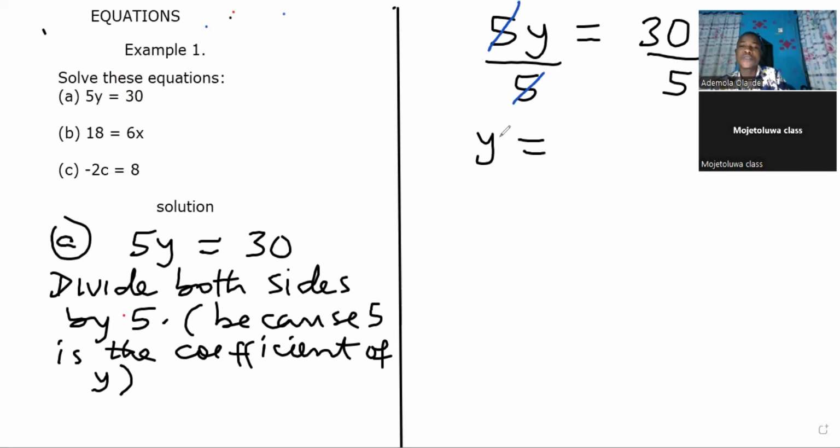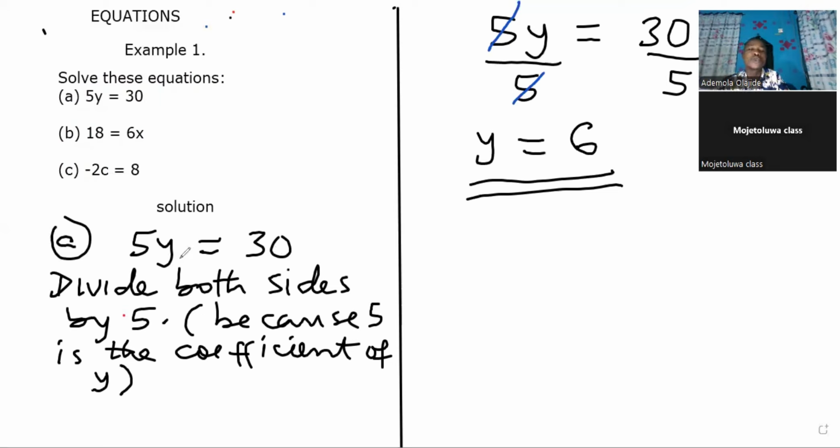Cancel 5 means 5 here is 1, 5 here is 1. If you say 1 times y, you have only y left. If you say y divided by 1, you still have y. So you now say 30 divided by 5, that will give you 6. That means the value of y is 6. That was what we said initially when we said 5 multiplied by something gives 30. What was that something? 6. 5 multiplied by 6 gives 30.